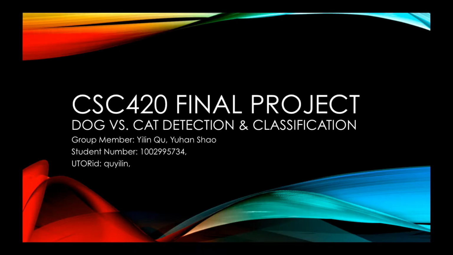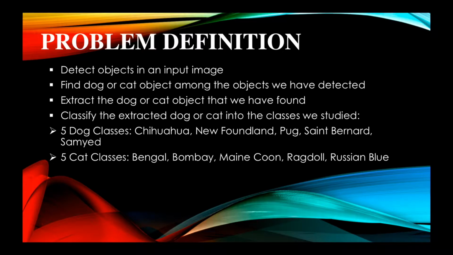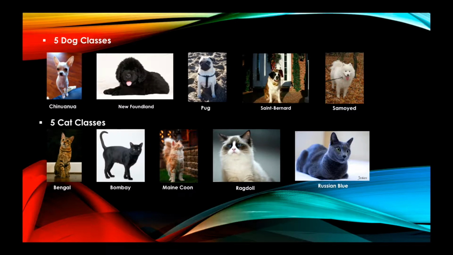Now we begin our CSE 420 final report presentation. Our project tries to detect and classify dogs and cats in an image. This slide shows the 5 classes of cat and the 5 classes of dog that we studied.